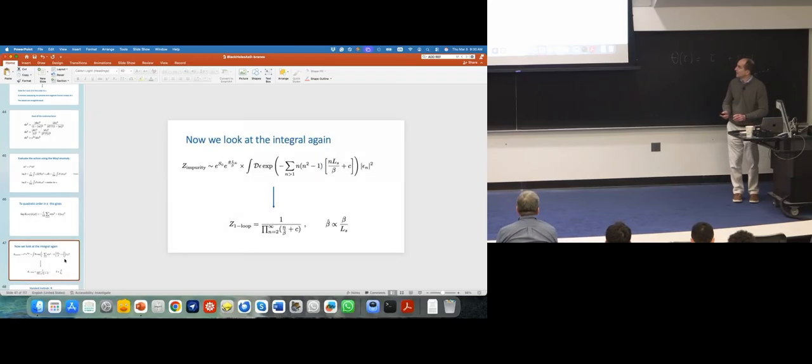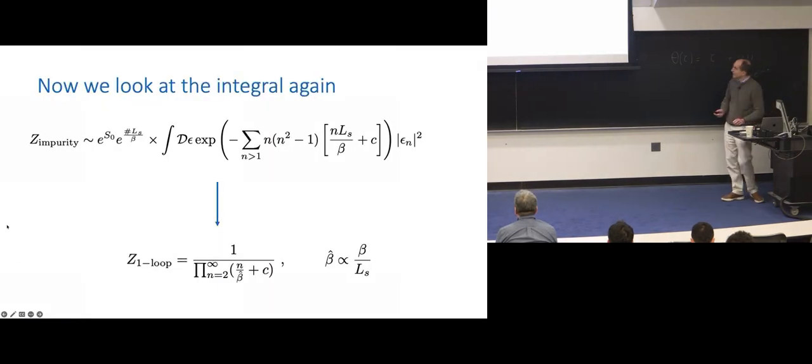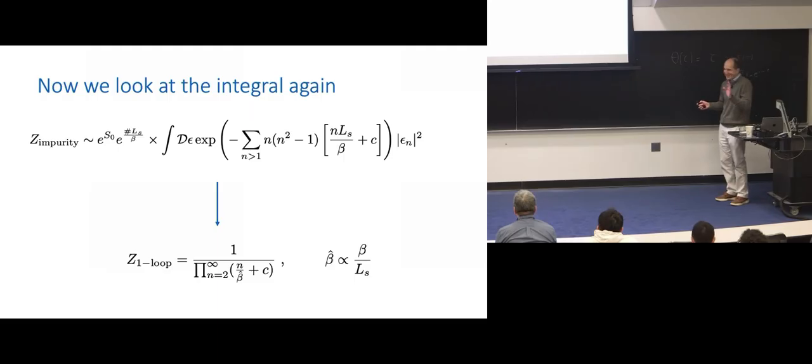Okay. So I should make it big again. Just a second. Sorry. Okay. So we go back to the previous expression. And now we do the integral over epsilon. And then we get this C1 loop, which has this product, right? So here I restore the factor of Ls. So we have this. This is the final answer for the one loop partition function.